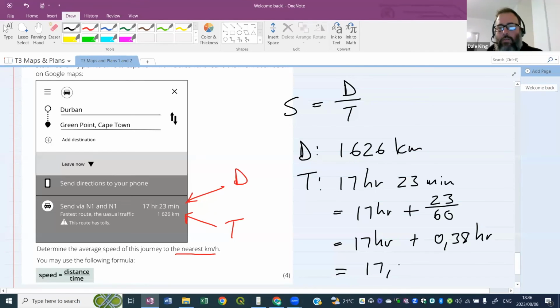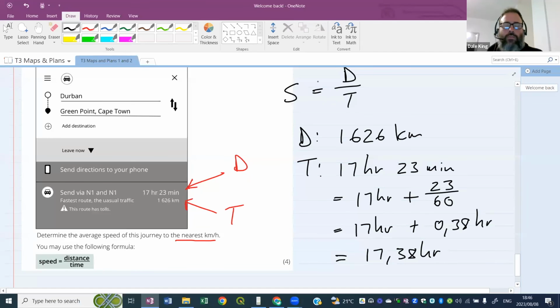Now what do I do? You need to divide the distance over the time. Very good. So there's my distance, and here's my time, 17.38 hours.